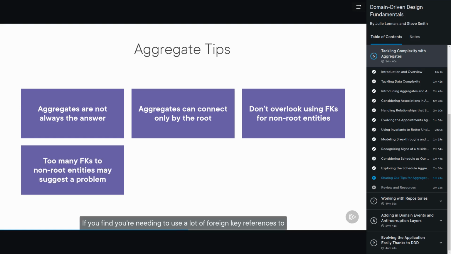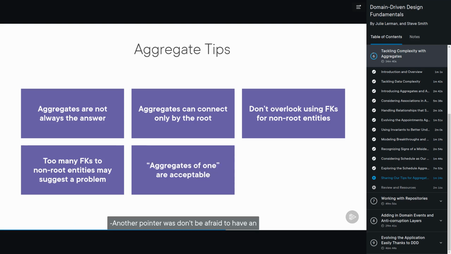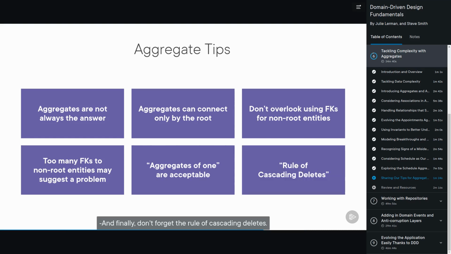If you find you're needing to use a lot of foreign key references to aggregate children often, you may need to reconsider the design of your aggregate in your domain model. Another pointer was don't be afraid to have an aggregate of one. In other words, an aggregate that only has one object in it. And finally, don't forget the rule of cascading deletes. Remember, one test for whether or not a particular object makes sense as an aggregate root is to consider whether deleting that object should also delete all of the other child objects in that object's hierarchy. If it doesn't, then you have probably chosen the wrong structure for your aggregate.